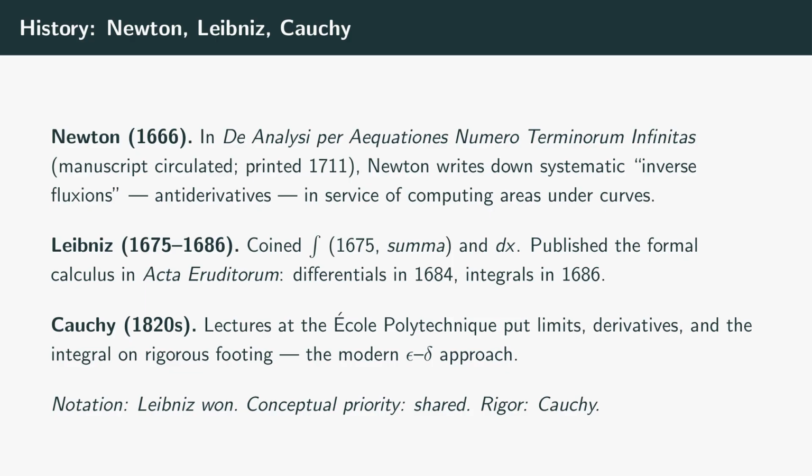His notation was clunky, and almost no one outside his immediate circle used it. Then, on the continent in 1675, working independently and with no knowledge of what Newton had done, Gottfried Leibniz invented the notation we still use today. He coined the elongated s, the integral sign, for summa, sum. He coined dx for the infinitesimal increment. He published the differential calculus in the journal Acta Eruditorum in 1684 and the integral calculus in 1686, 2 short papers that gave Europe a working, writable calculus.